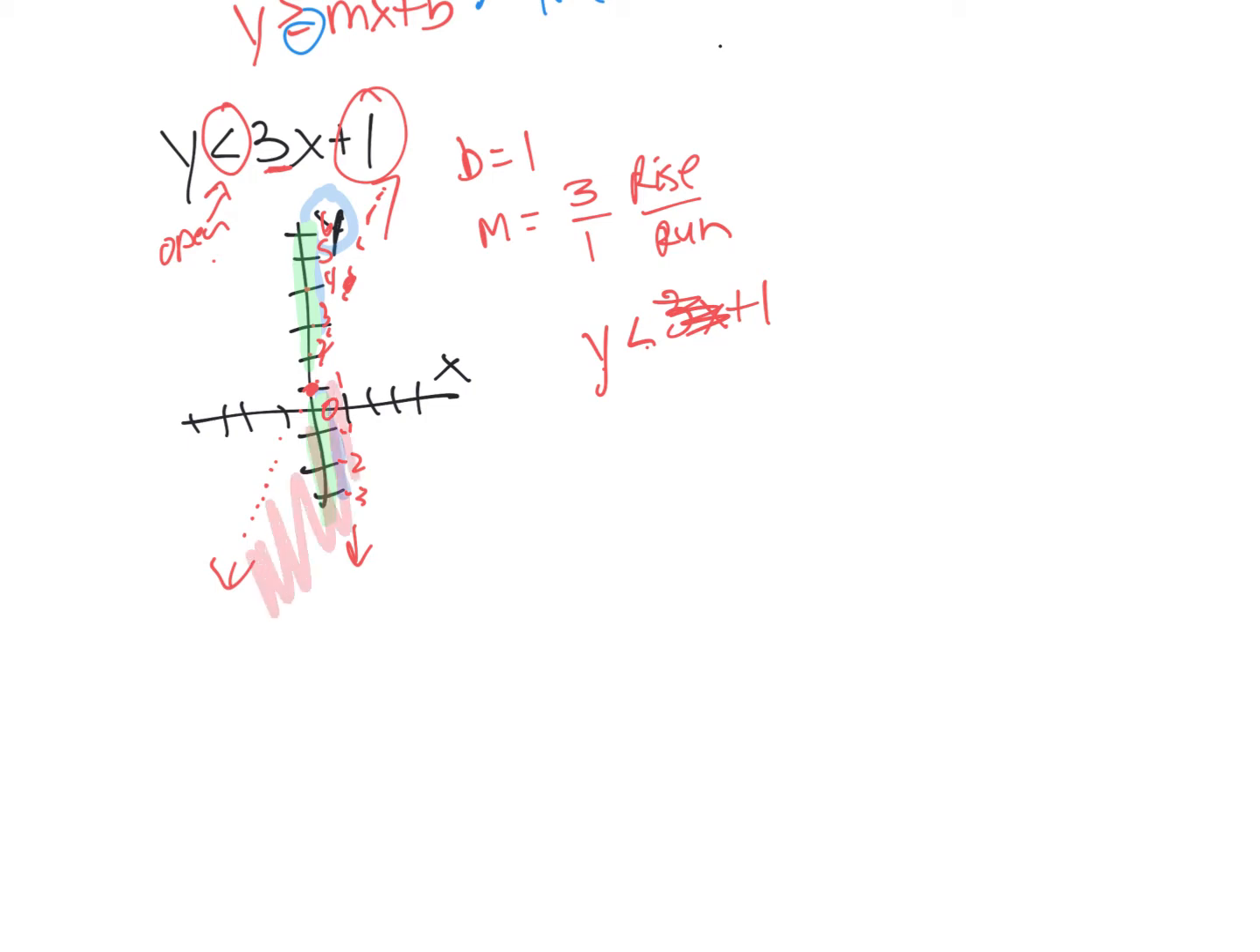It's less than. So all of these values, this is all shaded, which means it's all a solution. Nothing up here is a solution. This is not a solution at all up here, only in this red. Okay, so let's look at another one.